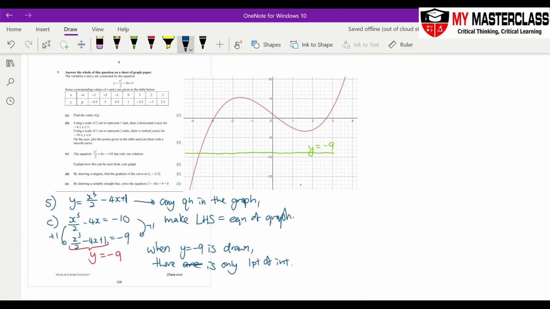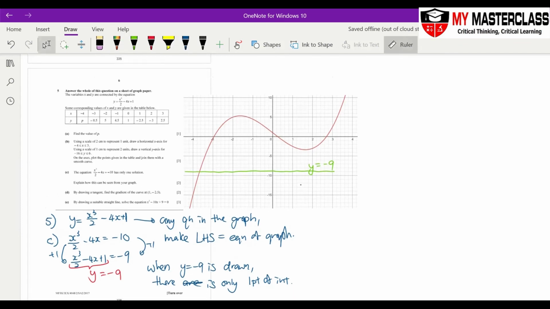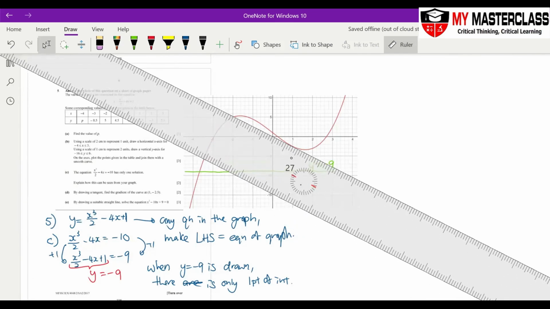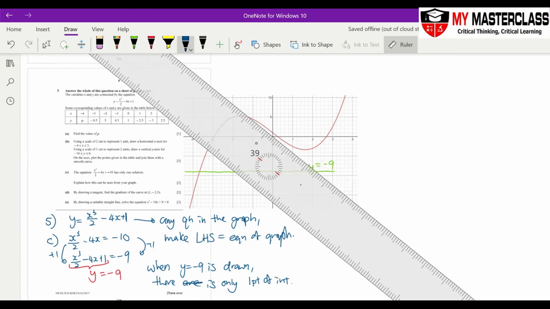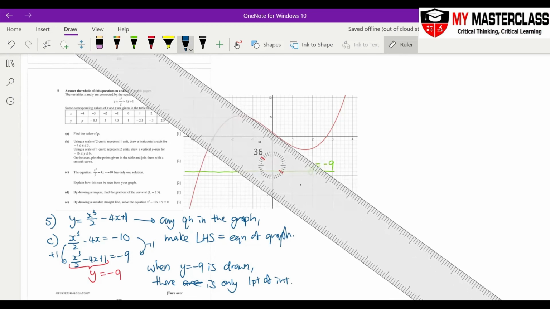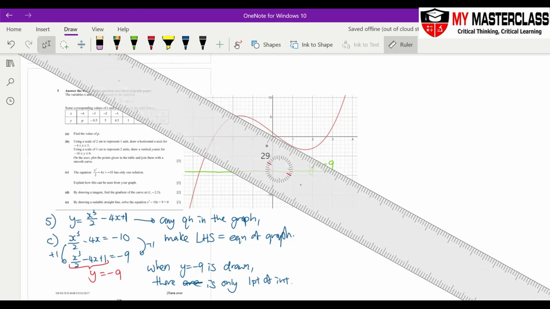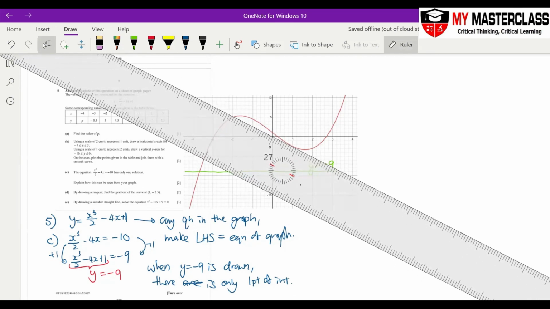Part 2 says find the gradient of the curve at 1, negative 2.5. This one I will just quickly draw for you. You have to understand how to draw the tangent. Can you see the angle on the left side and the right side? They roughly must be the same. As you move closer to negative 1, this is where your tangent is.